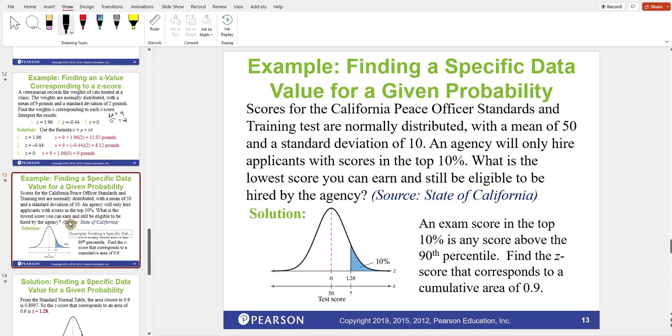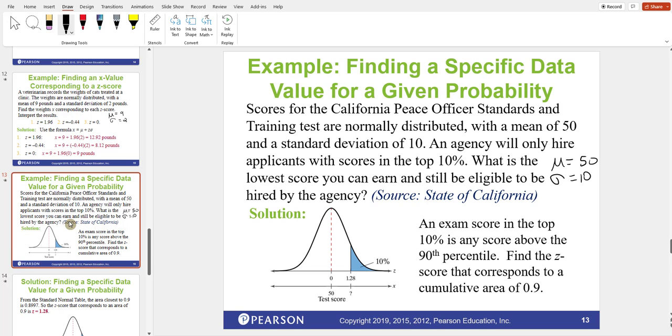Okay. So we're going to go ahead and use StatCrunch to do this. They told us the mean is 50 and the standard deviation is 10. Before, when we did the other problems, we were looking for z-scores. So we knew that the mean was 0 and the standard deviation is 1. In this case, this is different, but we can still use StatCrunch to do it. We have different means and different standard deviations.